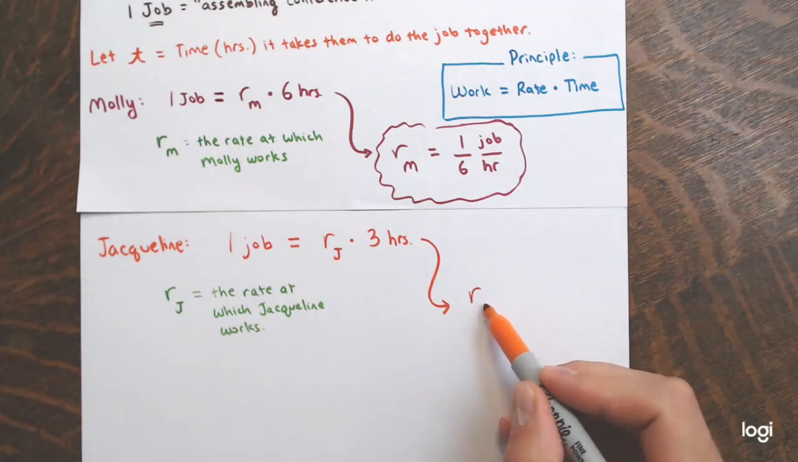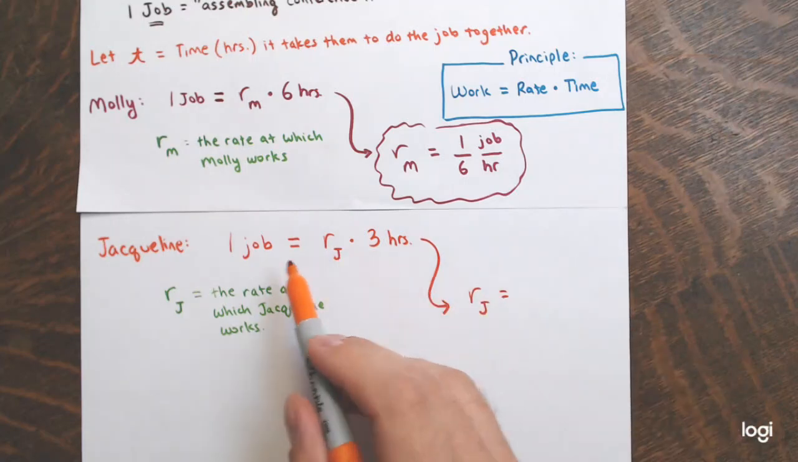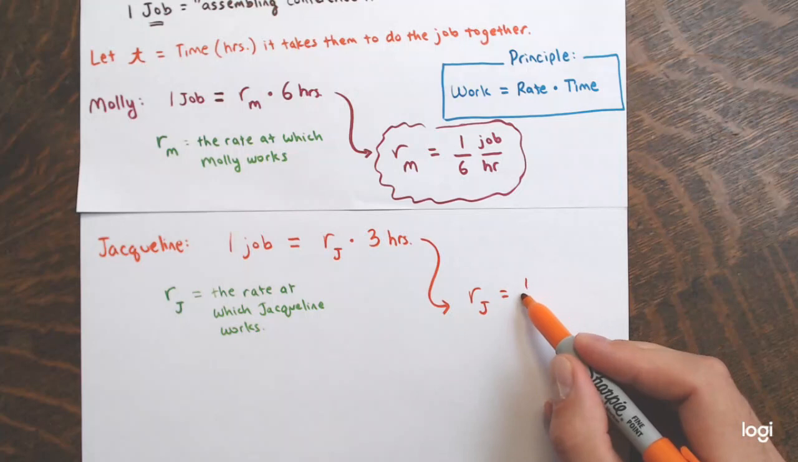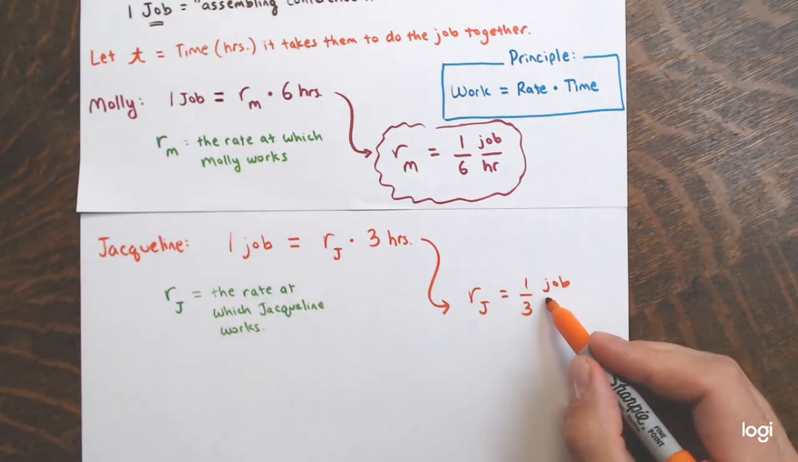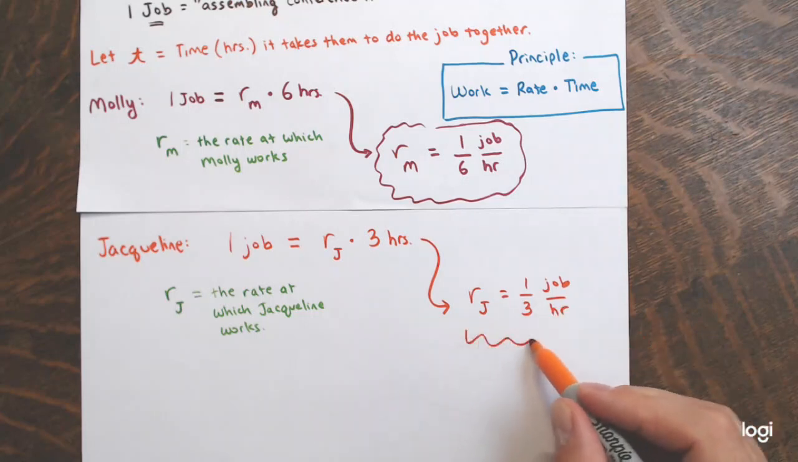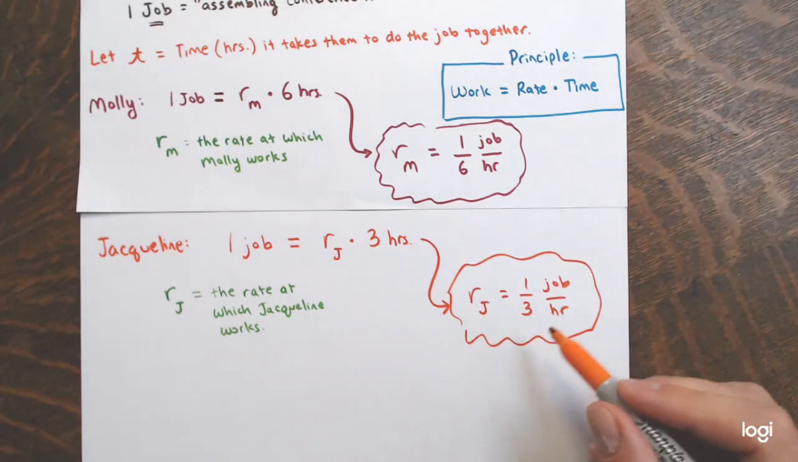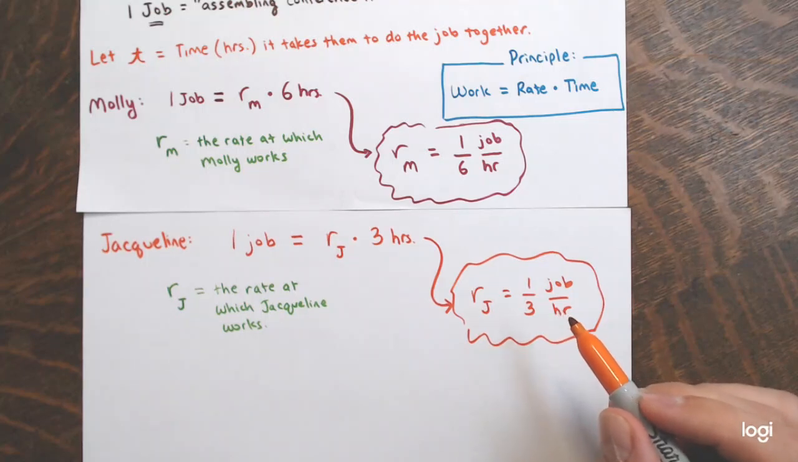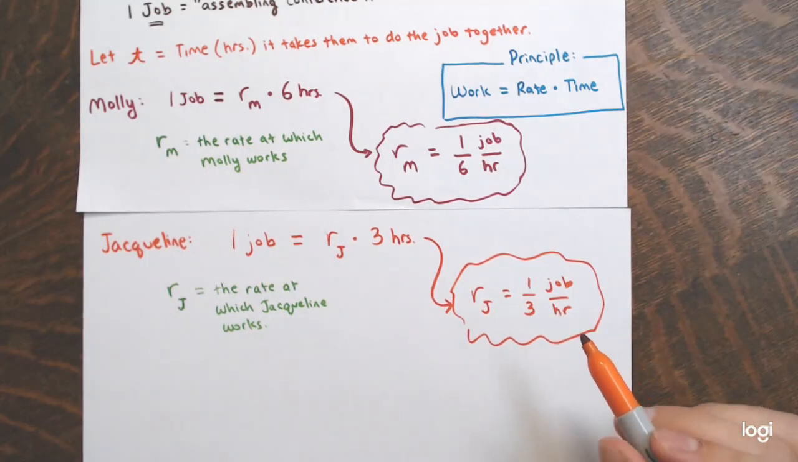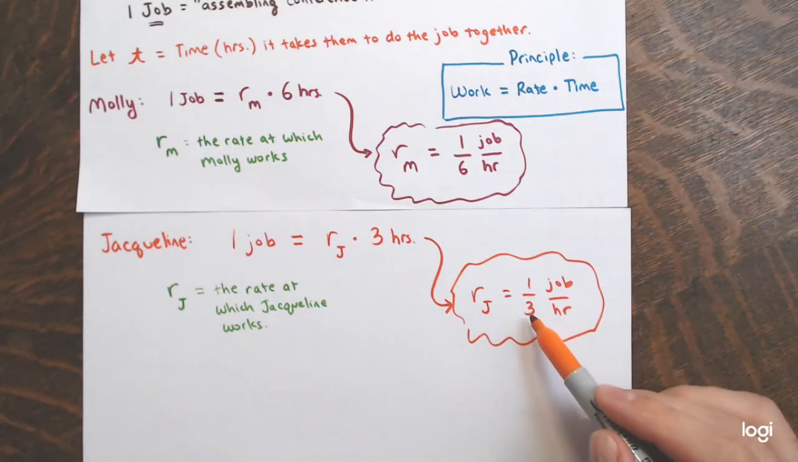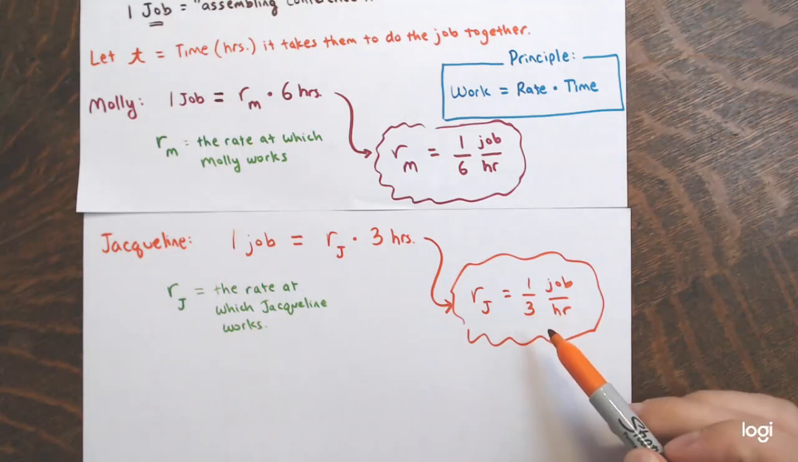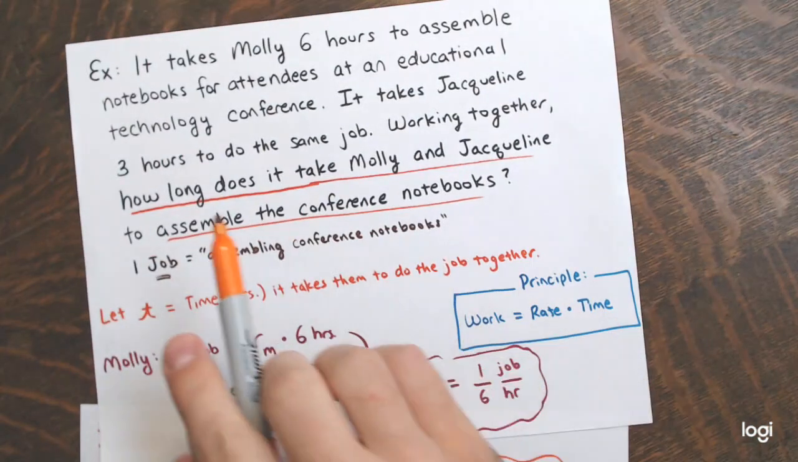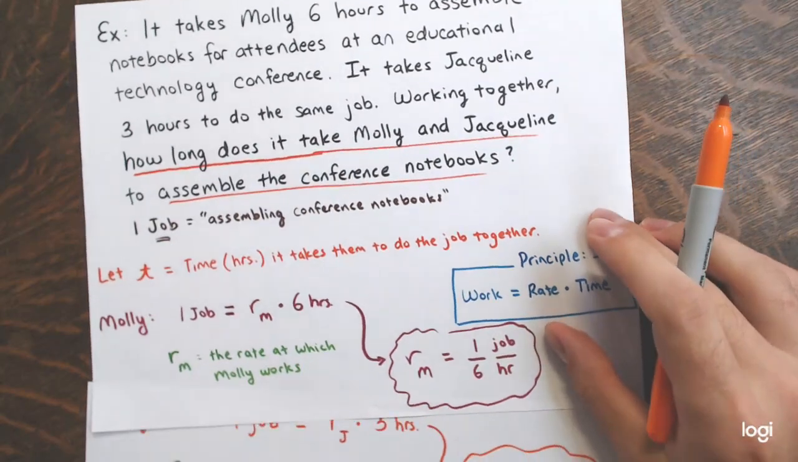So the rate at which Jacqueline works is 1 divided by 3, or 1/3, and then you add job in the numerator, right, the one job, and then hours in the denominator. So she works at a rate, and again, this isn't the answer or anything, this is just her speed, I'm just bubbling it. So she works at a rate of 1/3 of a job per hour. All right, so if you gave her just 1 hour, she'd only get 1/3 of the job done, right? Thus it would take her 3 hours to complete it, right?